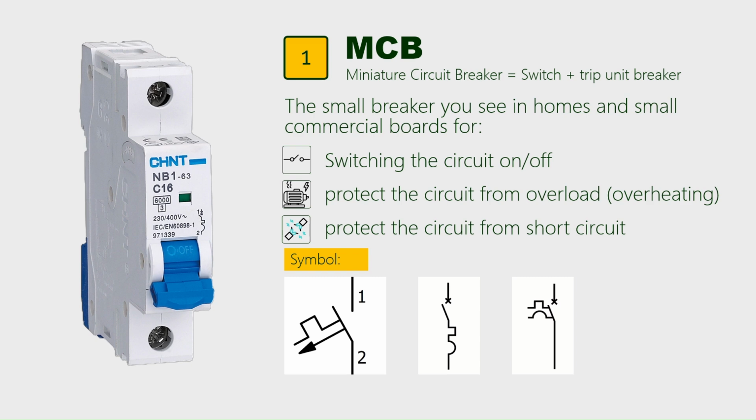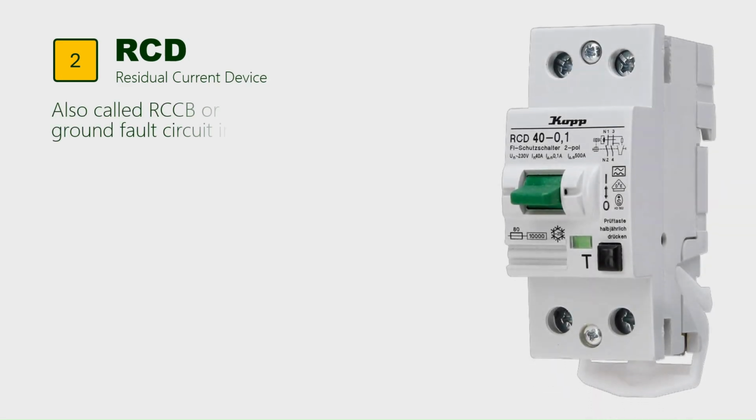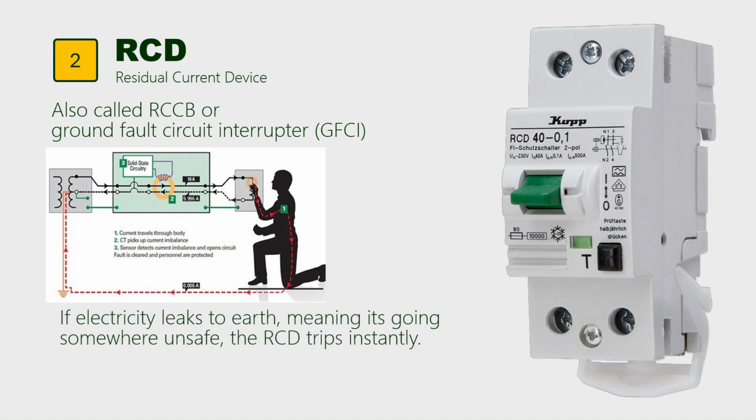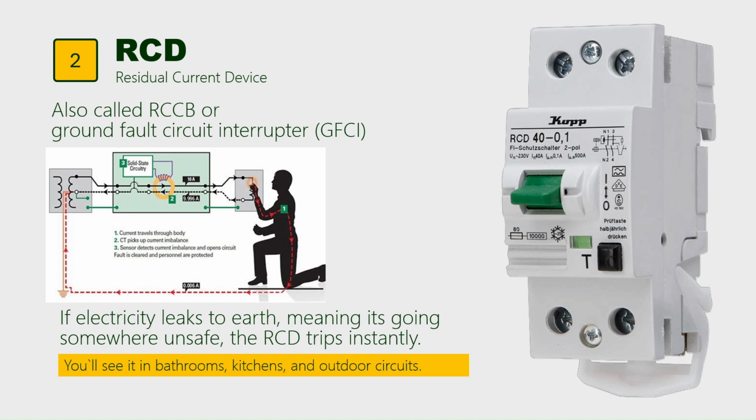Next is the RCD, the Residual Current Device. This one protects people if electricity leaks to earth, meaning it's going somewhere unsafe. The RCD trips instantly. It does not protect against overload or short circuit, only leakage. You will see it in bathroom, kitchen and outdoor circuits.